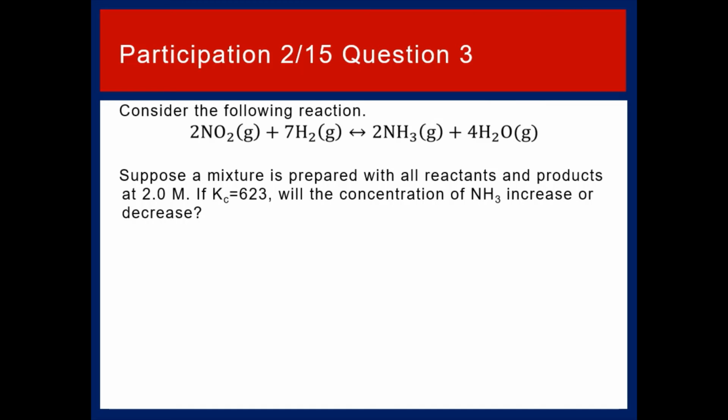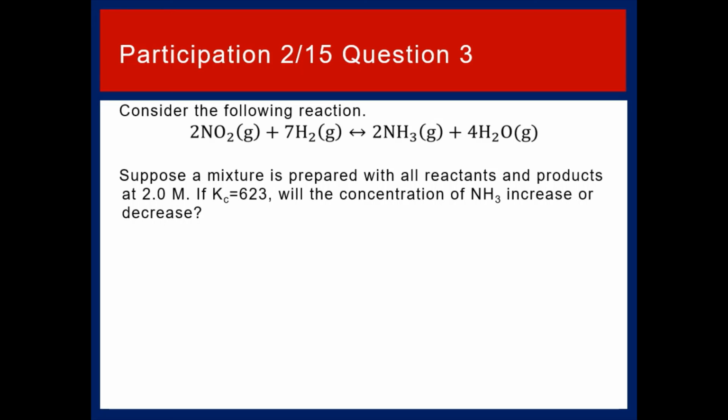Participation 215, question 3. Consider the following reaction. 2NO2 gas plus 7H2 gas becomes 2NH3 gas and 4H2O gas. Suppose a mixture is prepared with all reactants and products at 2.0 molar. If Kc equals 623, will the concentration of NH3 increase or decrease? This is the third question on participation 215 due Tuesday, February 15th at 11:55 p.m. over on Blackboard. Link to the assignment is right below the links to these videos.